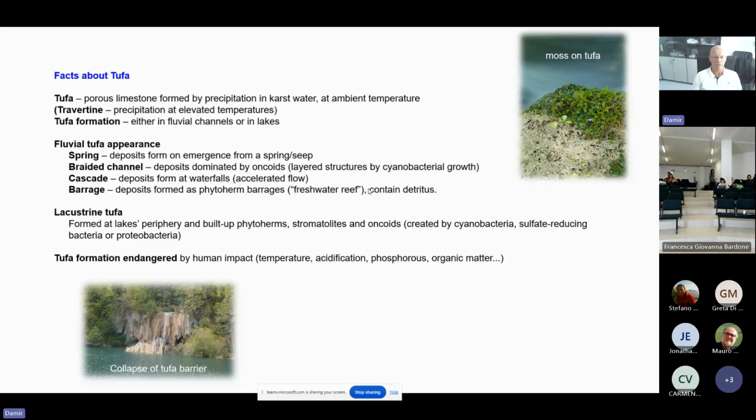Lacustrine tufa is formed at the lake's periphery and builds up phytoherm stromatolites and oncoids. Actually, tufa formation is more and more endangered in the world by human impact, not only by temperature and acid rains, but also by the introduction of phosphorus and organic matter into such watercourses. Both of these additives are known to strongly inhibit the precipitation of calcium carbonate.